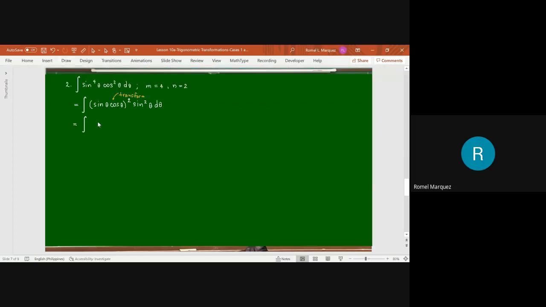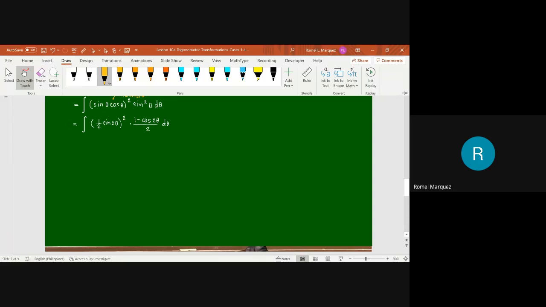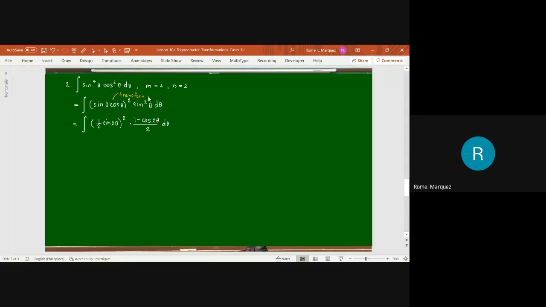So, how to transform? That is 1/2 sine of 2u, but u is theta. So 2 theta, it is now 2 theta raised to 2, and then multiplied by sine squared, no? But sine squared satisfies also the condition. This is even. So, this is quadratic, and I can transform that into 1 minus cosine double the angle 2 theta all over 2. So, d theta. So, it means this is also to be transformed. Okay, guys? Did you get that?